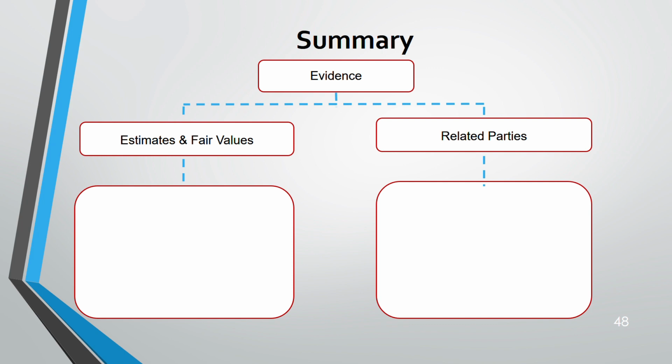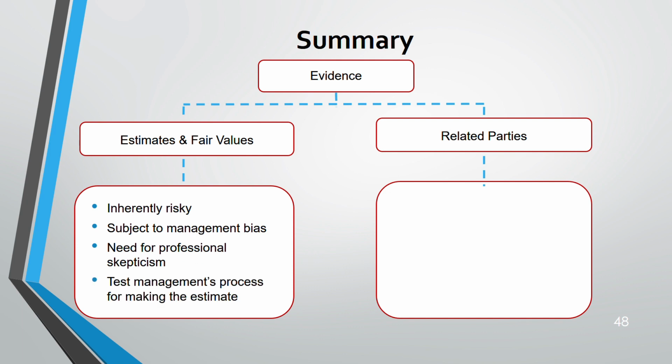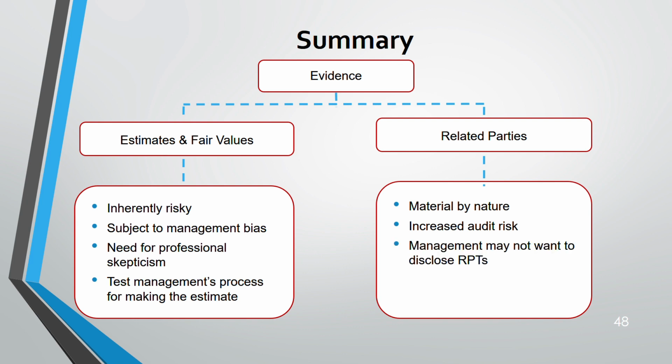Non-current asset, development cost, intangible asset, leases, provision, payable, receivable, revenue, all. For estimate, inherently risky, subject to management bias, you need professional skepticism. You have to test the management's process of making that estimate. For related parties, material by nature, it increases audit risk. Managers might not want to disclose related party transactions, which is RPT. Therefore, the auditor needs to look for undisclosed RPT. Now let's do the 2 questions relating to this lecture.